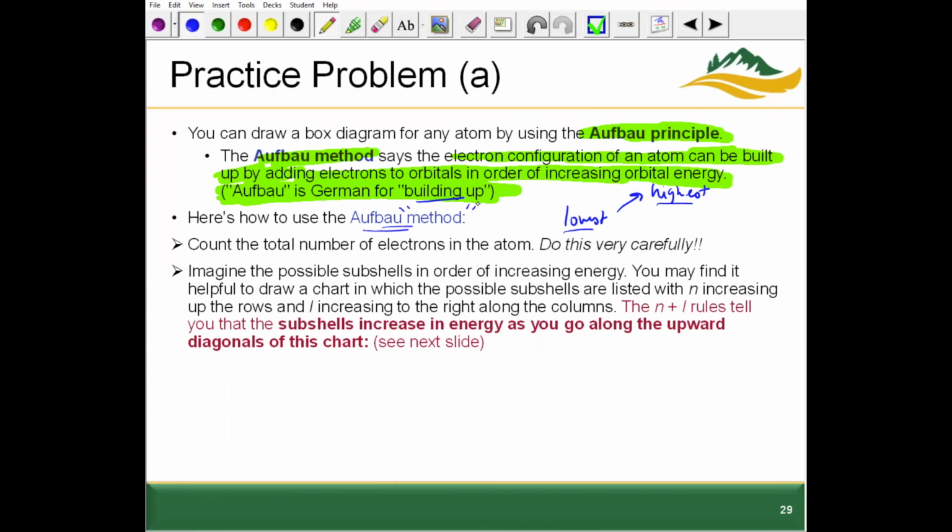And from the Aufbau principle, we can follow the Aufbau method. To use this Aufbau method, we're going to practice. We could count the total number of electrons in the atom like we did for fluorine, like we will do for phosphorus. Then imagine the possible subshells in order of increasing energy. We may find it helpful to draw a chart in which the possible subshells are listed with n increasing up the rows, l increasing to the right along the columns. Then the n plus l rule tells us that these subshells increase in energy as you go along the upward diagonals of this chart.